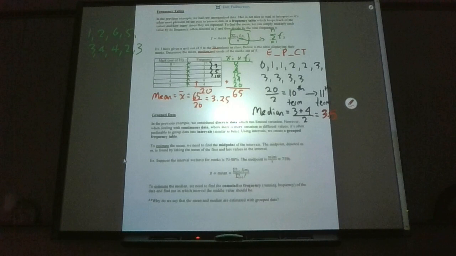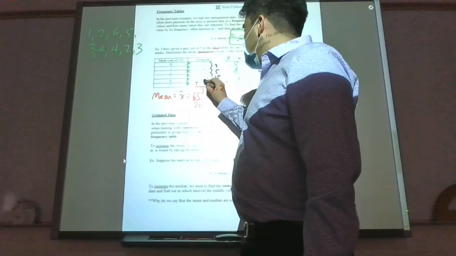And of course, the last one, mode. Which one's mode? Yeah. Four. Actually, mode is really easy on a frequency table, right? All you do is go to the highest frequency and then look at the value next to it.